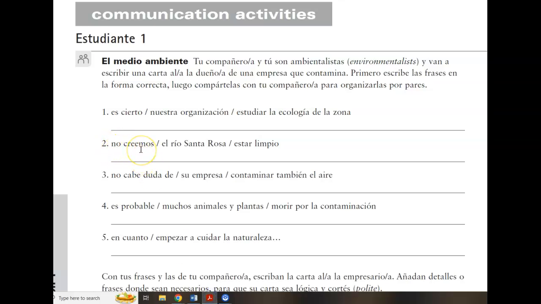No creemos el río Santa Rosa estar limpio. So, we do not believe. Creer is the verb to believe. That the Santa Rosa river is clean. Estar limpio is to be clean. So, put in the subjunctive mood. No creemos que el río Santa Rosa.